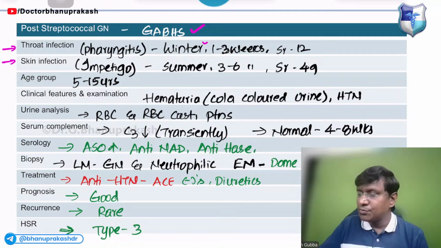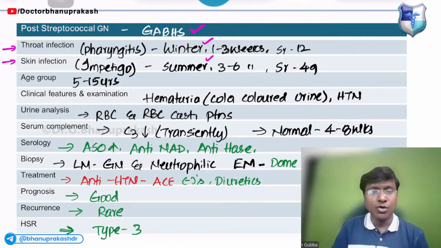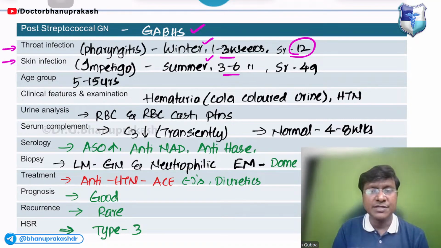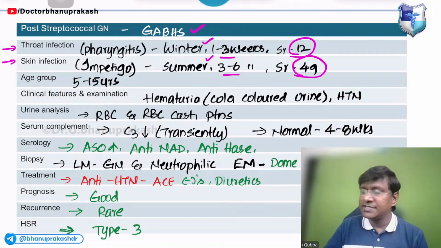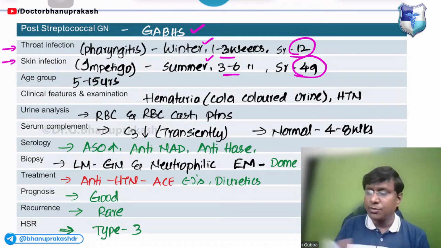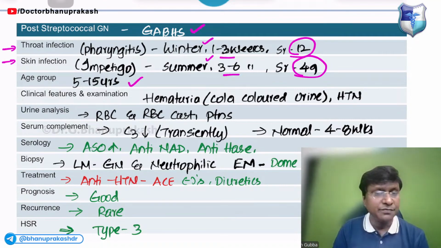So throat infection is more common in winter and skin infection is more common in the summer. If you take the throat infection, the latent period is around 1 to 3 weeks, and in skin infection, the latent period is around 3 to 6 weeks. The serotype most common in throat infection causing post-streptococcal glomerulonephritis will be serotype 12, and in skin infection, the serotype will be 49. And the age at which post-streptococcal glomerulonephritis is very common is 5 to 15 years.